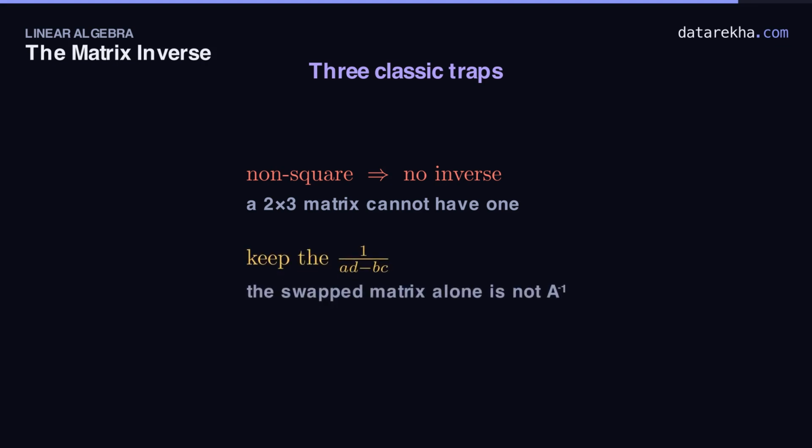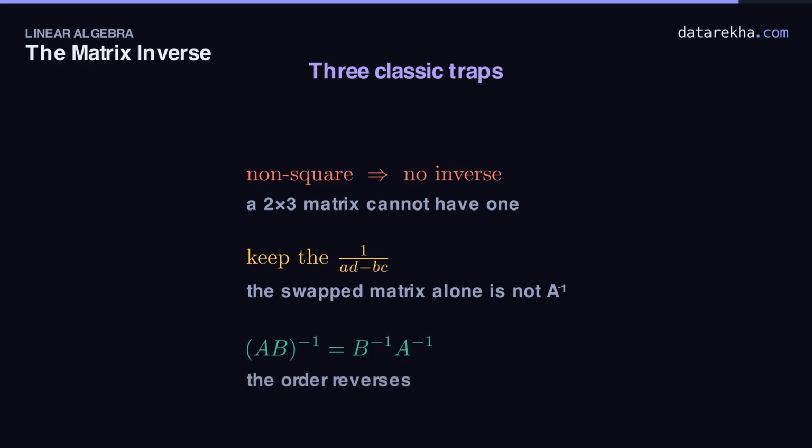Trap 2. Forgetting the determinant. Writing d, -b, -c, a, and stopping there is a classic slip. Without dividing by the determinant, that matrix is not the inverse. It won't give you the identity. Never drop the 1 over AD minus BC.